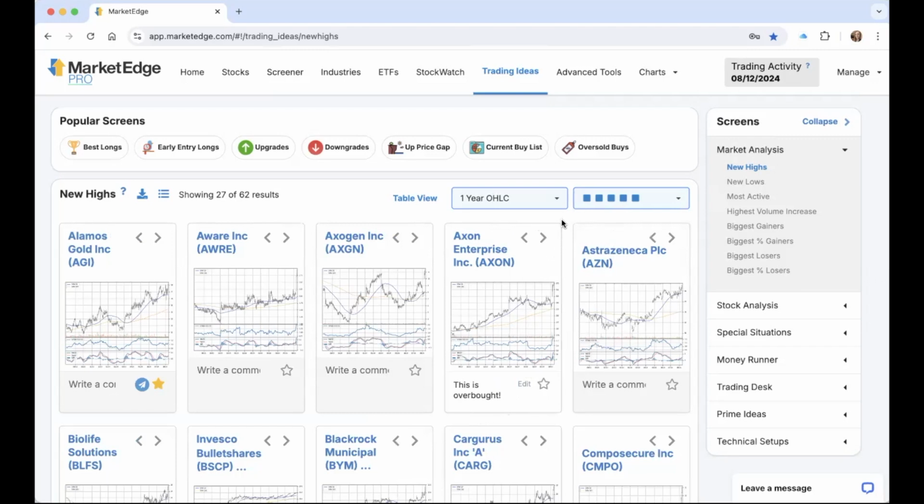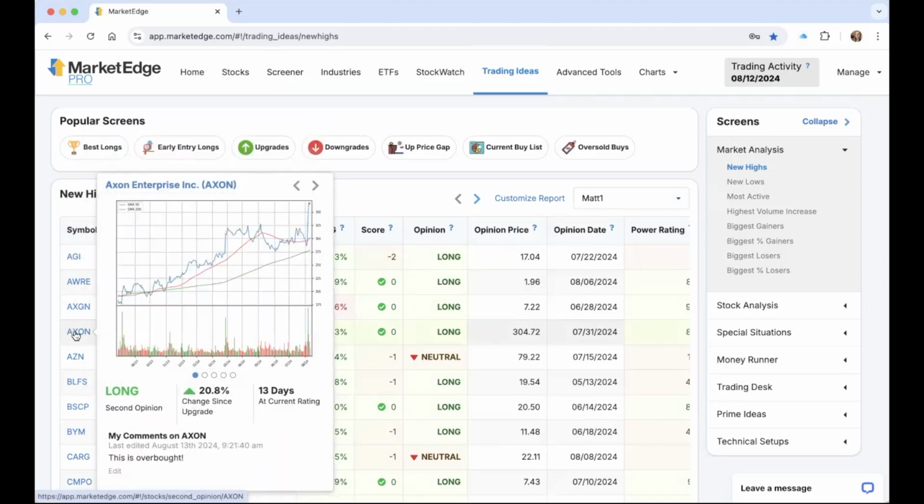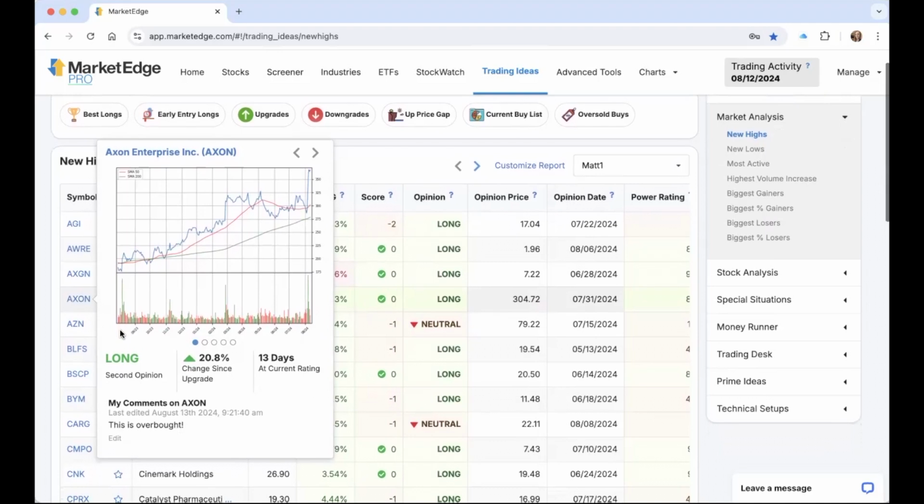Now switch back to table view. I just want to show something else, which is, if you haven't noticed, when you hover over a symbol, let's say Axon, pro customers get comments and the chart cycler. Everyone else gets this chart plus the opinion, change since upgrade, and days at current rating. I end up using this all the time. I find it to be extremely useful.